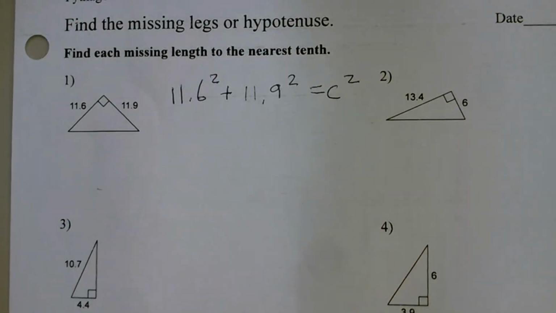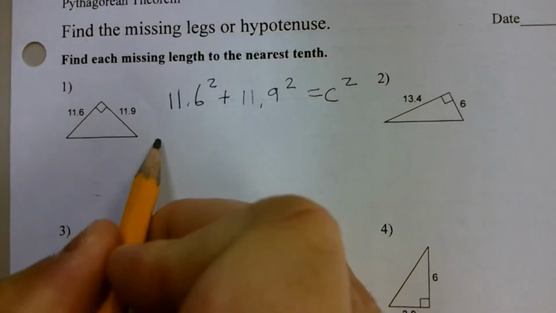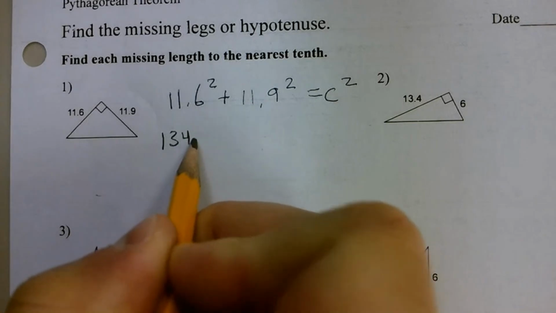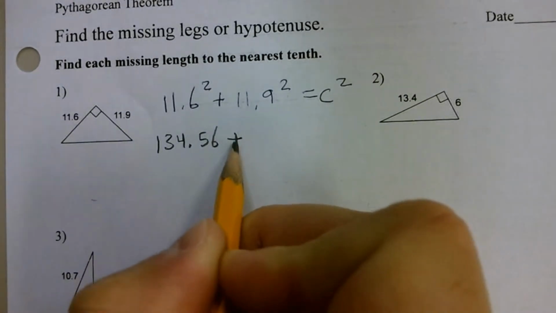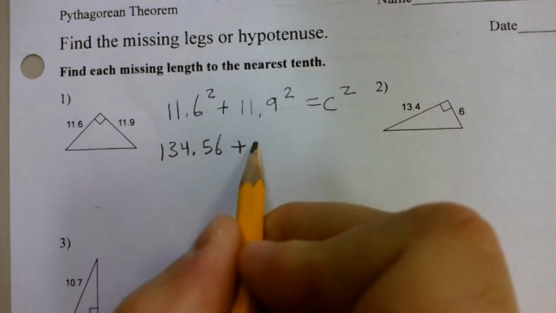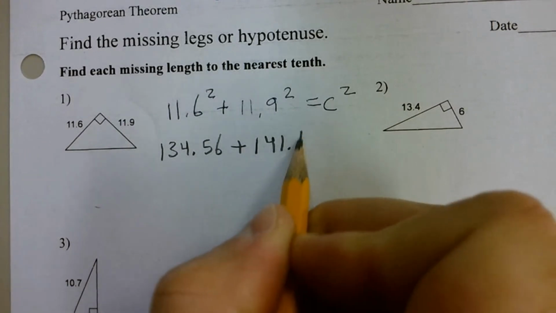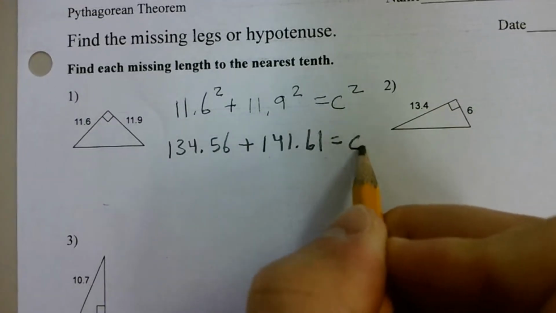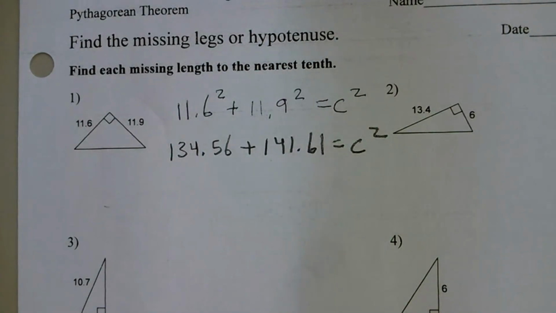Okay, so now I'm going to get a pencil actually in case I mess up here. Now I'm going to do 11.6 squared. So 11.6 squared is, and I'm going to write the answer right below it, 134.56 plus 11.9 squared equals 141.61 equals c squared.